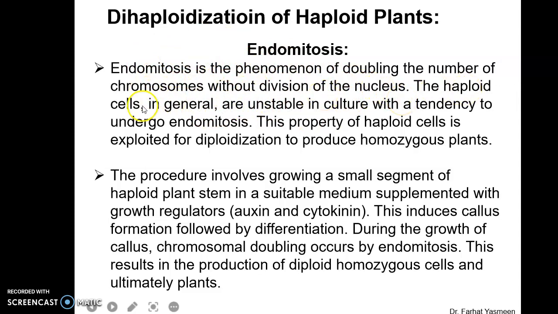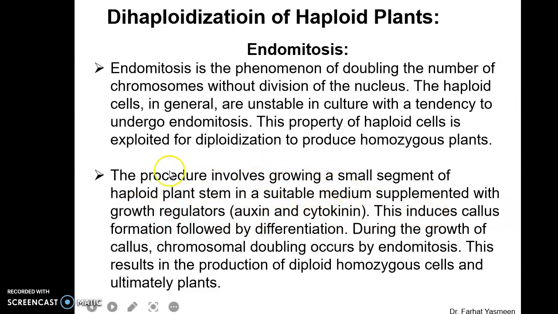Haploid cells in general are unstable in culture with a tendency to undergo endomitosis. This property of haploid cells is exploited for diploidization to produce homozygous plants. This procedure involves growing a small segment of the haploid plant stem in a suitable medium, supplemented with growth regulators, which include auxins and cytokinins.